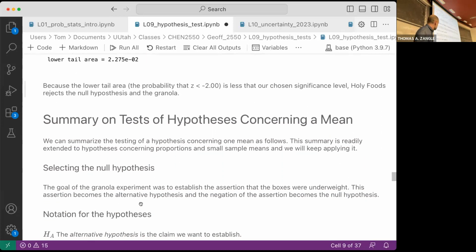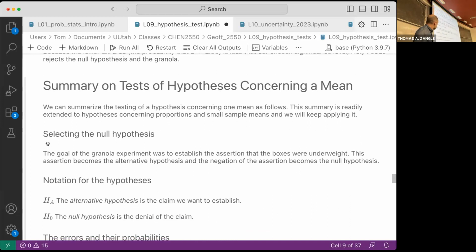So in summary, we had this question of how we select the null hypothesis, which is just our question from the class. In this case, we observed a mean of 15.9, and our goal was to establish the assertion that the boxes were underweight. So I'm a company that set this limit of 16 ounces. I observe a sample mean of 15.9. I want to know how likely it is that the actual population mean is less than 16. My average was less than 16. How likely is it that the true population mean is also less than 16? So that becomes the alternative hypothesis in my problem.